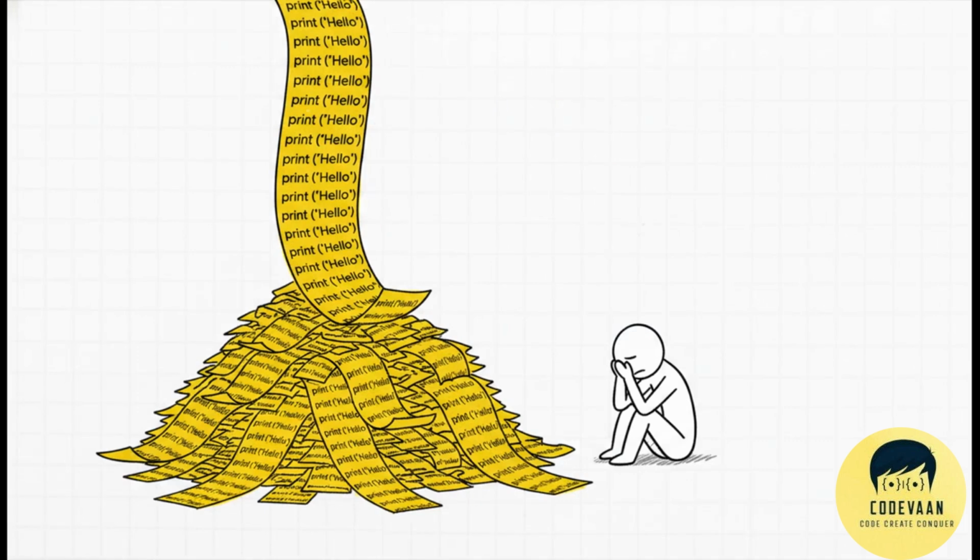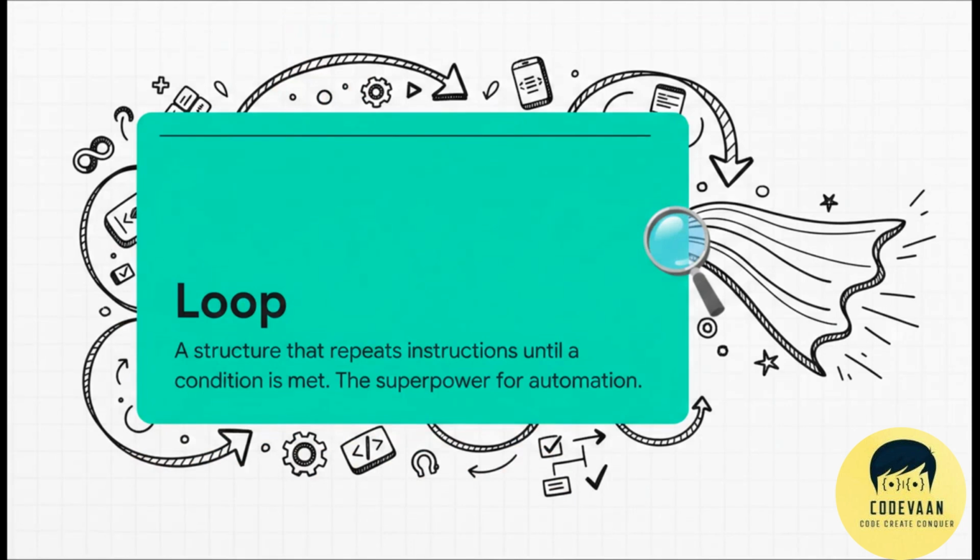I mean, sure, you could copy and paste that line of code 99 more times, but you can already see how messy and tedious that would be, right? And what if it was 1,000 times? 1,000,000? No way. There has to be a smarter way to do this. And of course, there is. This is where we meet the loop.